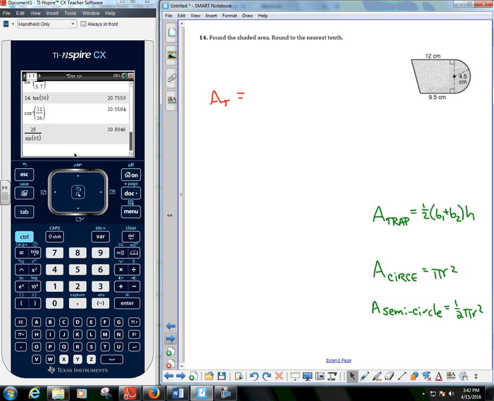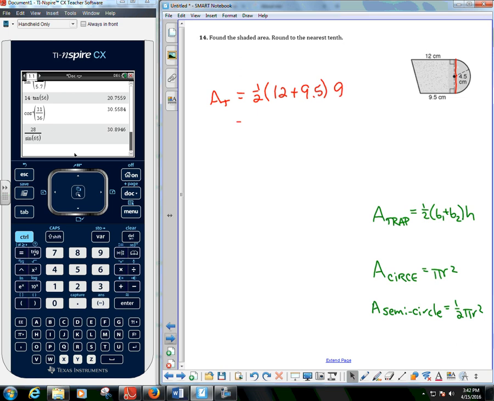So I know 1/2, base 1 can be 12, base 2 can be 9.5. The height, well, my diagram shows a radius of 4.5. So that means this right here is 4.5 and this right here is 4.5. So my height is 9.